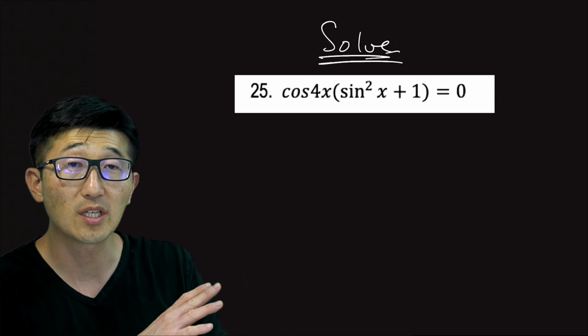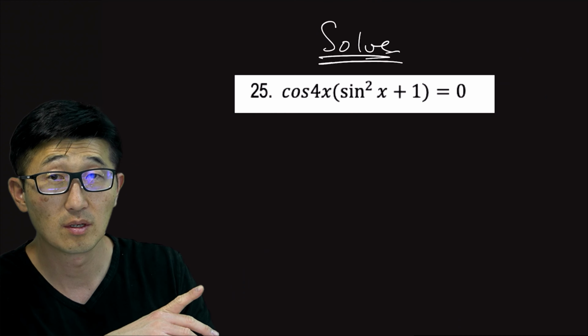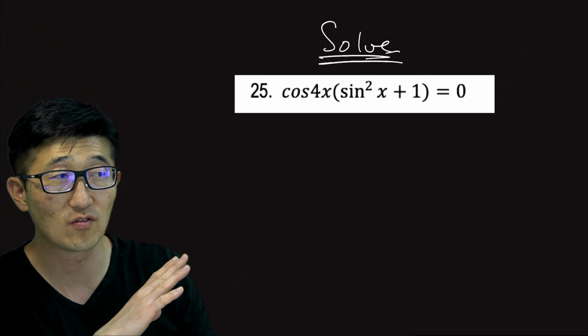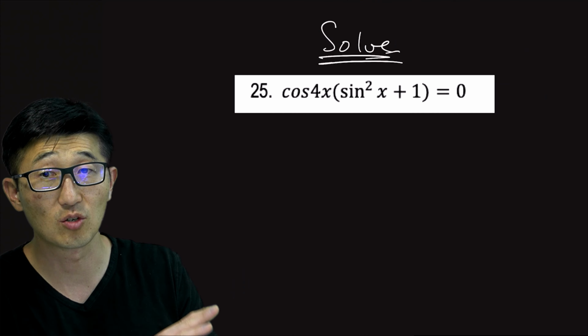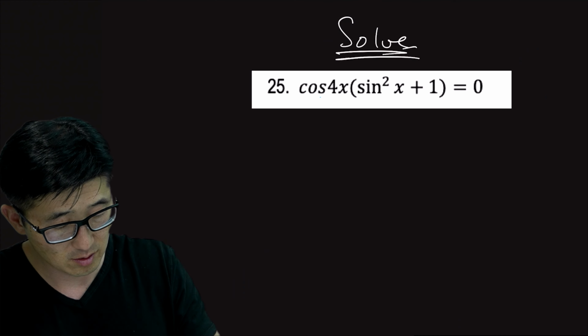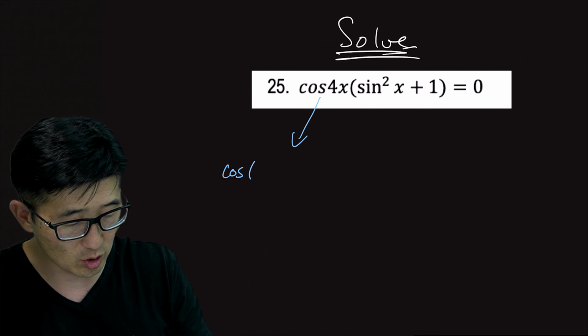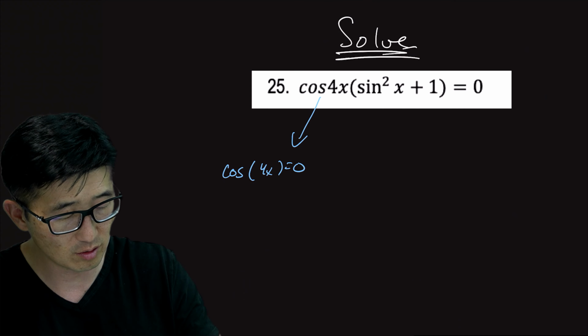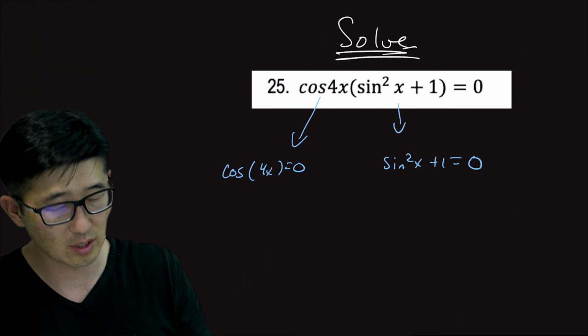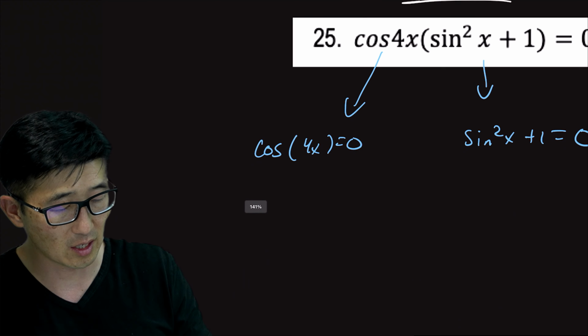Now, do you notice that it's already in factored form? Anytime you're solving, having it in factored form, you're pretty much done. You just have to set each factor to 0. So this will be cosine of 4x equals 0, and sine squared x plus 1 equals 0.